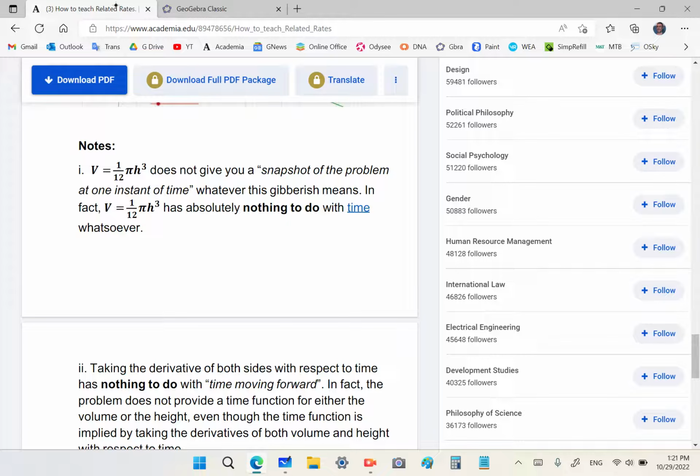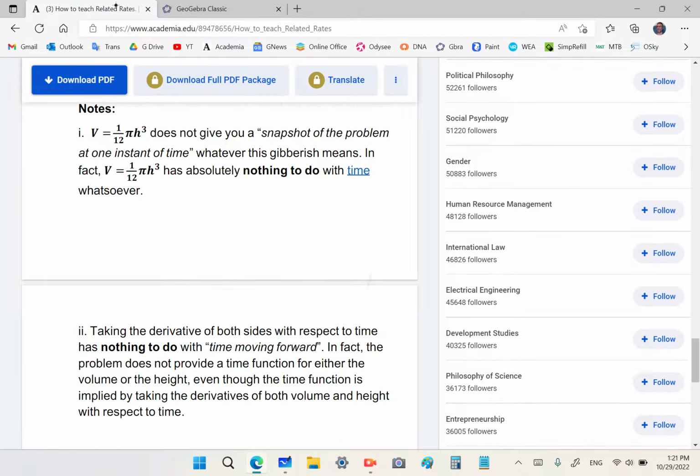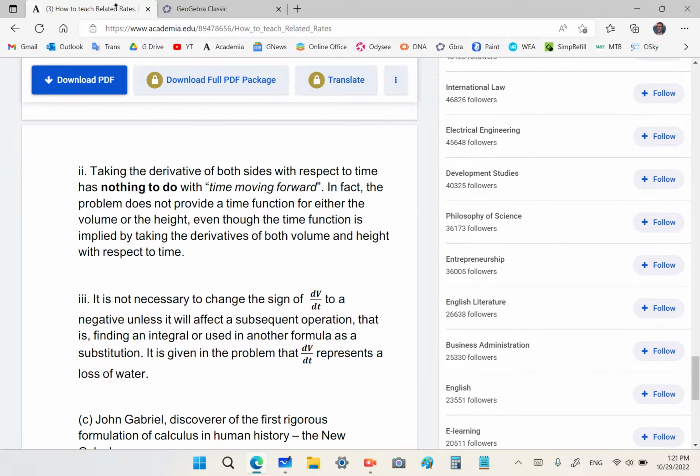So let's go over a few things first. The formula does not give you a snapshot of the problem as they tell you in that random example, or at one instant of time. In fact, that's gibberish. It has absolutely nothing to do with time whatsoever, okay? There's nothing involving time. It's just a rate that was given to you, and you don't know what the function is with respect to time.